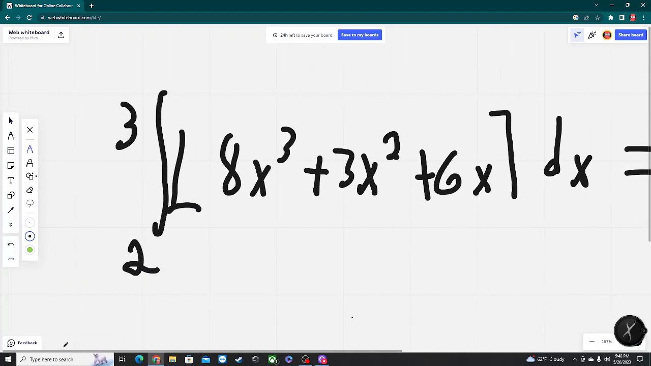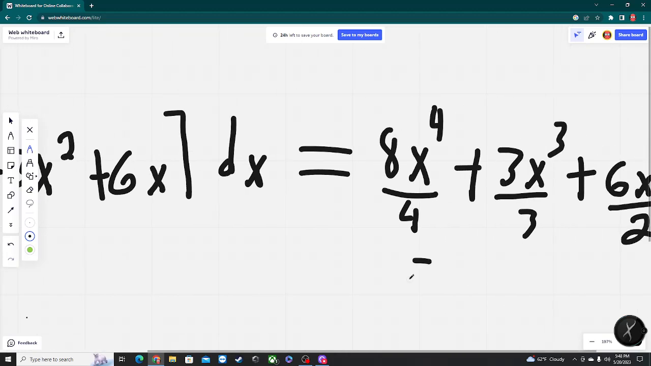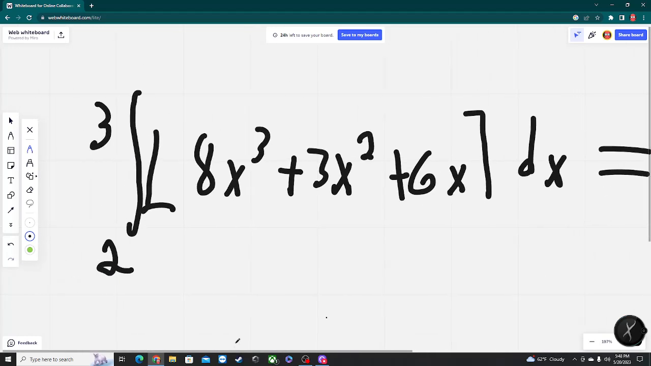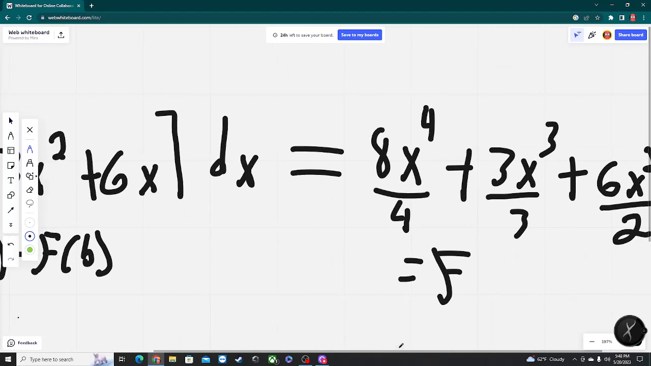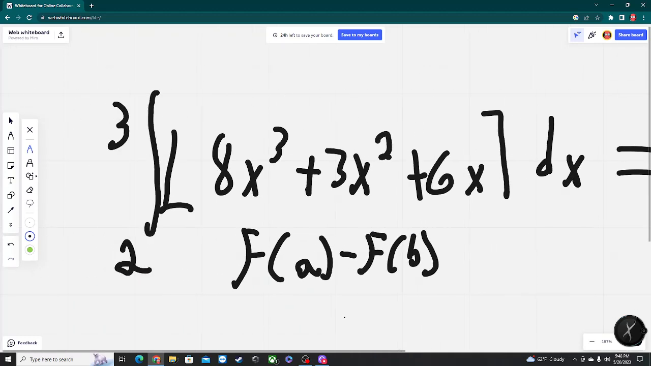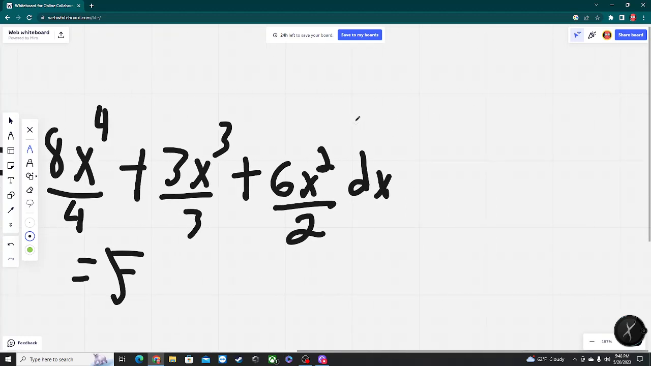So we have our capital F now. So I could just say equals our capital F, and let me just rewrite our little function down here. There we go. So this is our capital F. Now our first limit is 3, so we're going to take this huge function and plug in that 3.